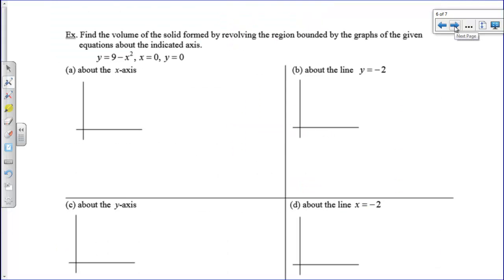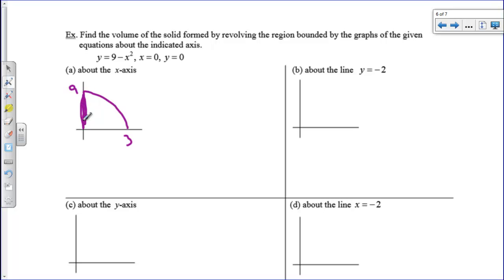So let's find the volume of the solid formed. We're going to create this by revolving the region bounded by the graphs of the given equations about the indicated axis. So y equals 9 minus x squared is an upside down parabola. It's got a y-intercept of 9. It would have an x-intercept of 3. So I've got that upper region right there. Now x equals 0 is the y-axis.